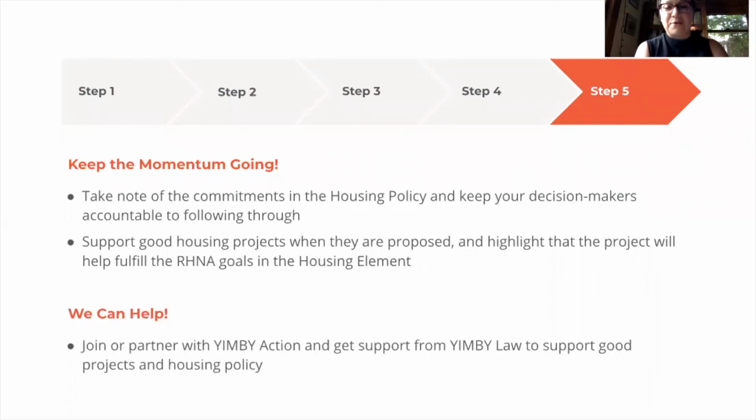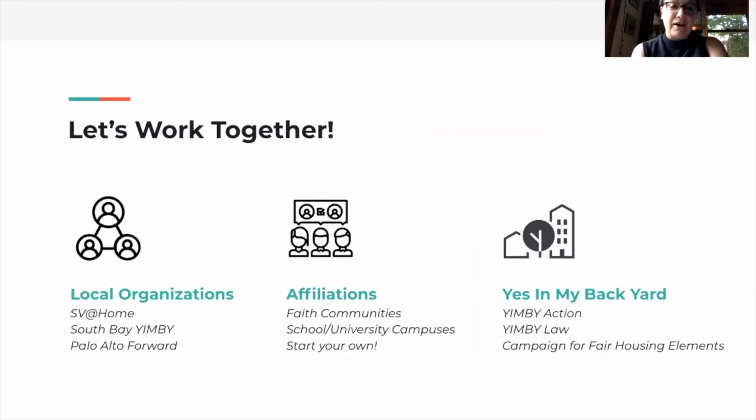And then, of course, you're welcome to join us as YIMBY Law or YIMBY Action. A lot of you already have your local organizations that you're a part of. You could start your own group with an affiliation. We work with a group of ladies at a Unitarian church, and they're like the best. We work with students at a school. So it doesn't have to be a YIMBY organization necessarily. It can be a really informal group, even just a group of friends.